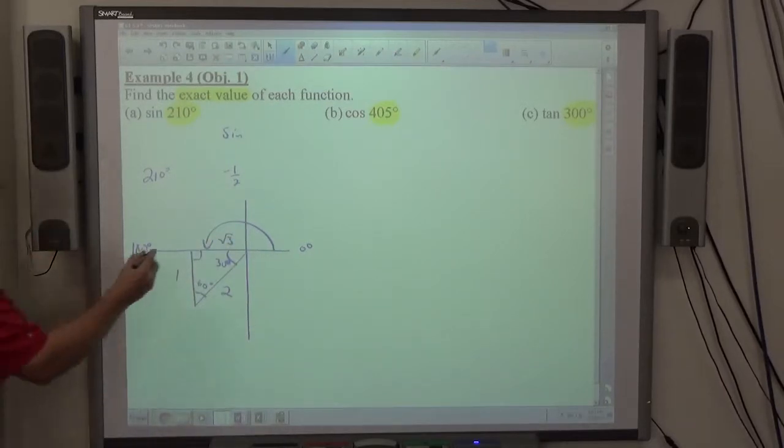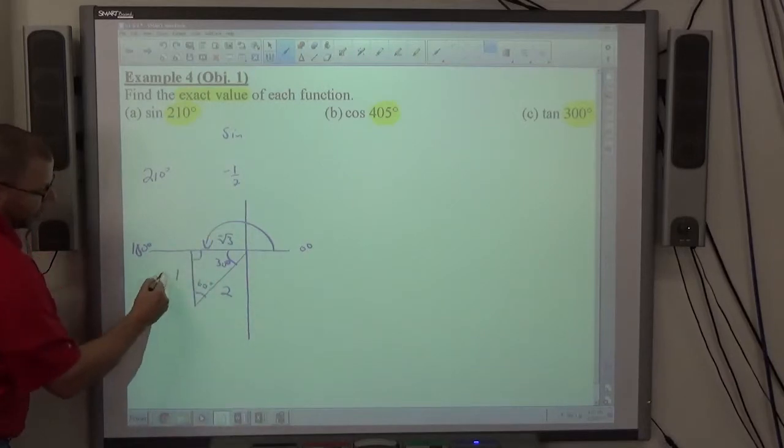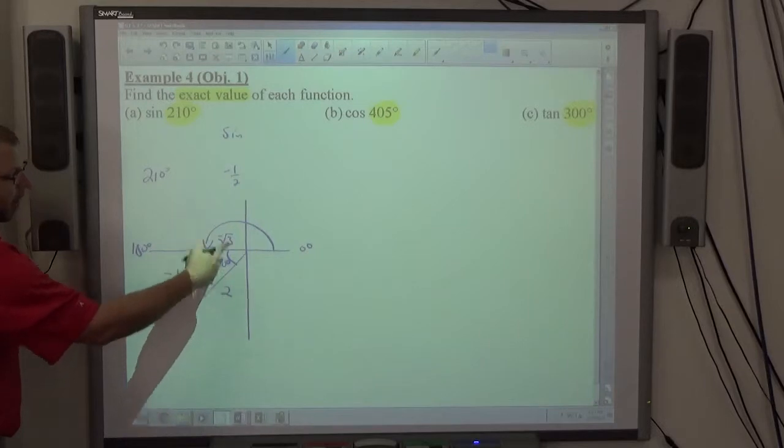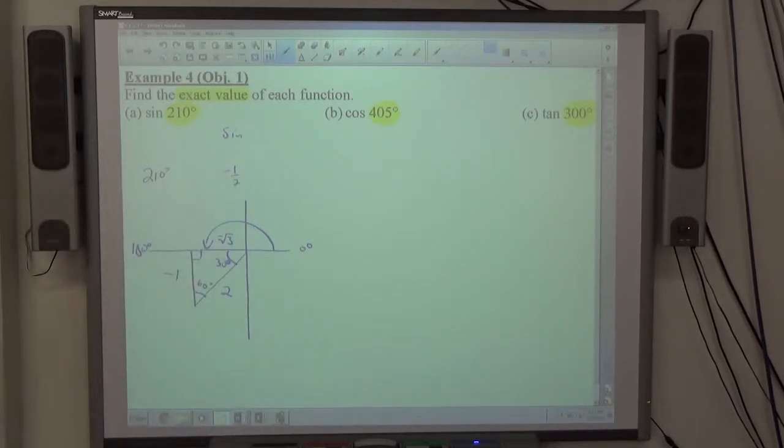You can see that the square root of 3 is going left, so it's negative. 1 is going left, so it's negative. We're trying to find the sine, which is opposite over hypotenuse, negative 1/2. That's how we can find it otherwise. Or you can just memorize sine of 210 is negative 1/2. That's the better way to do it.